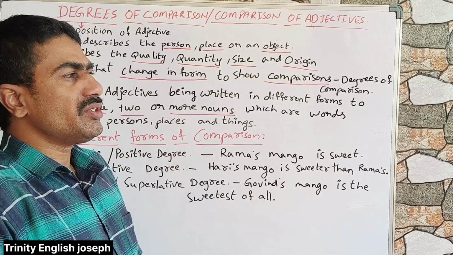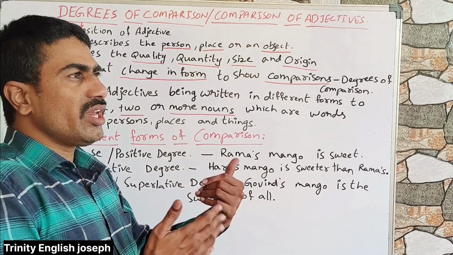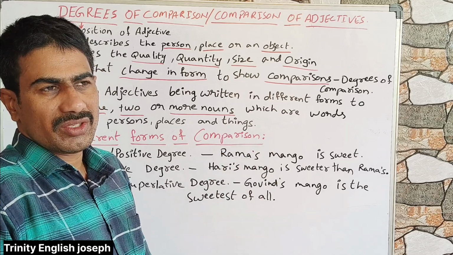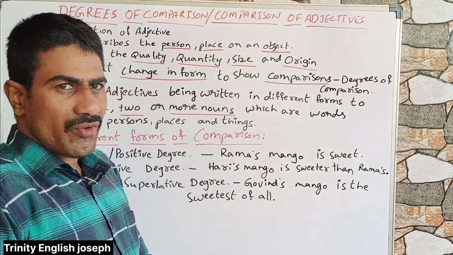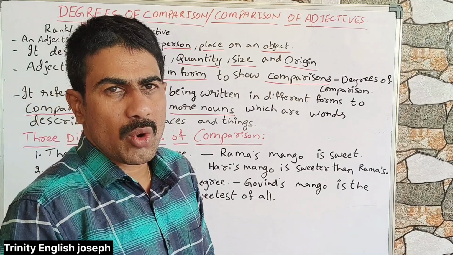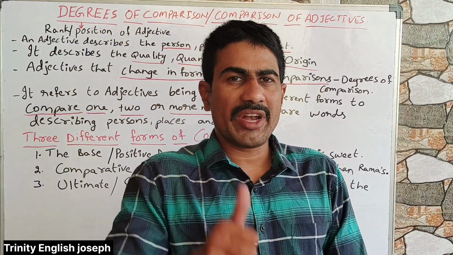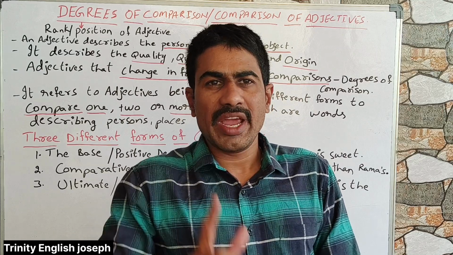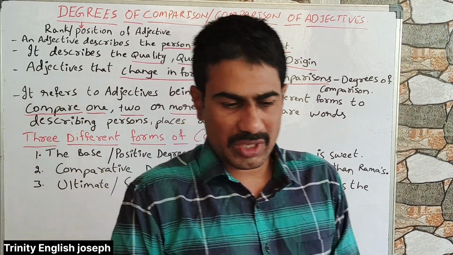Now let us speak about the three different kinds of degrees of comparison and how they are formed. Here we are going to discuss two important topics: first, formation of degrees of comparison, and second, interchange of degrees of comparison.